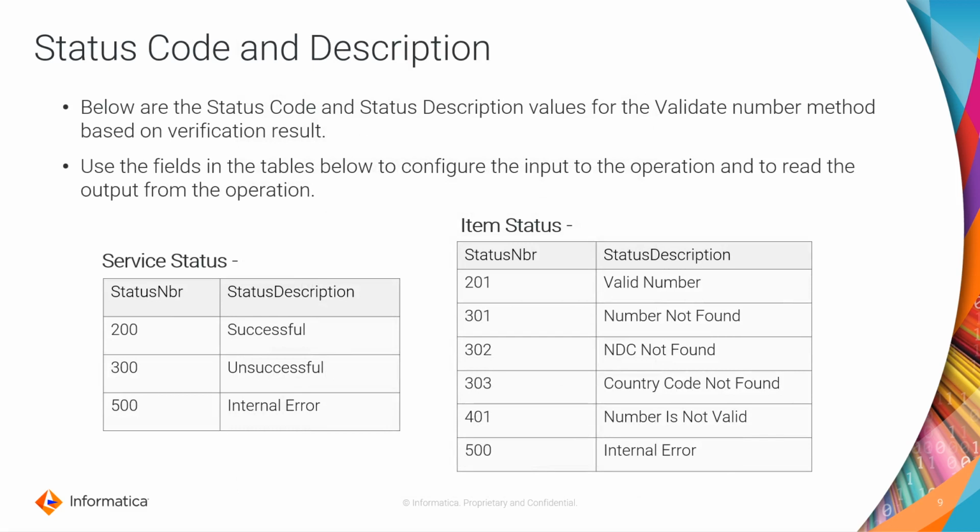These are the status codes and descriptions that will be returned by the phone number service. Whether the phone number is a valid number, number not found, or NDC not found, based on that it will return the item status 201, 301. 201 represents a valid number, 301 represents number not found. And in the service status we'll see 200, 300, whether the request is successful or unsuccessful.